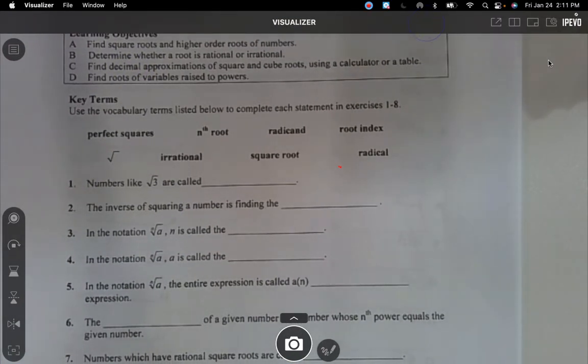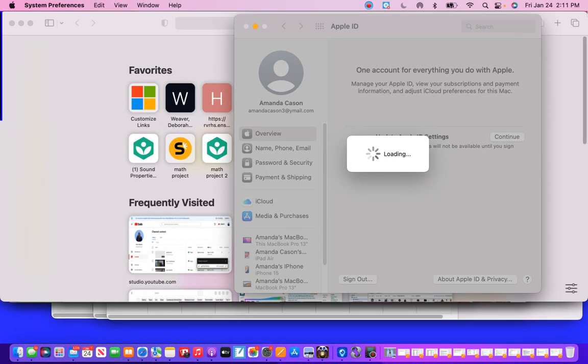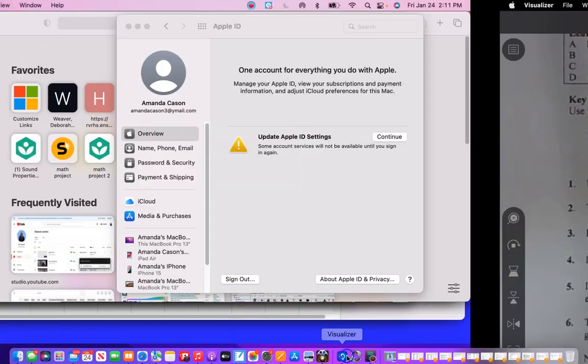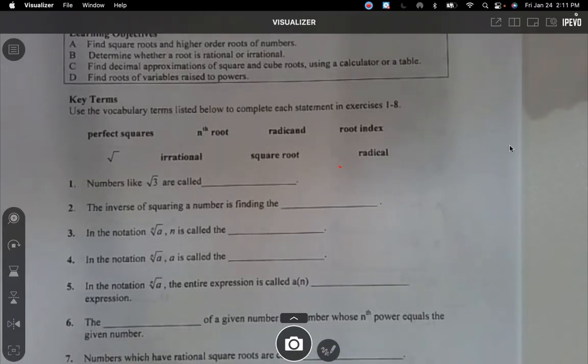Okay, so we are looking at roots and radicals. Hold on, let me get back to that. It's being weird. Okay, roots and radicals for the next few days in both geometry and algebra 2.